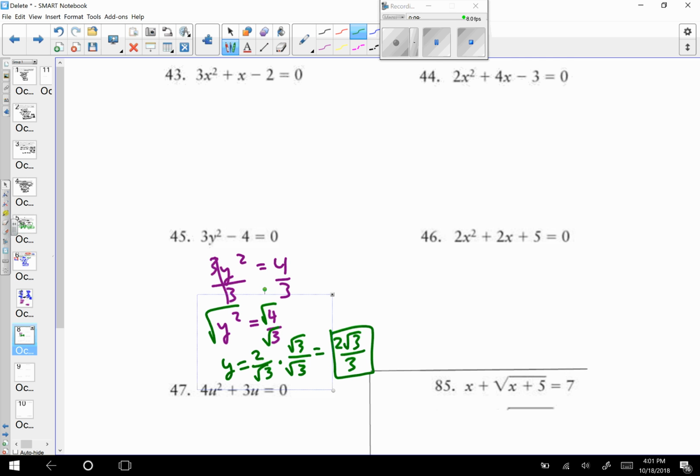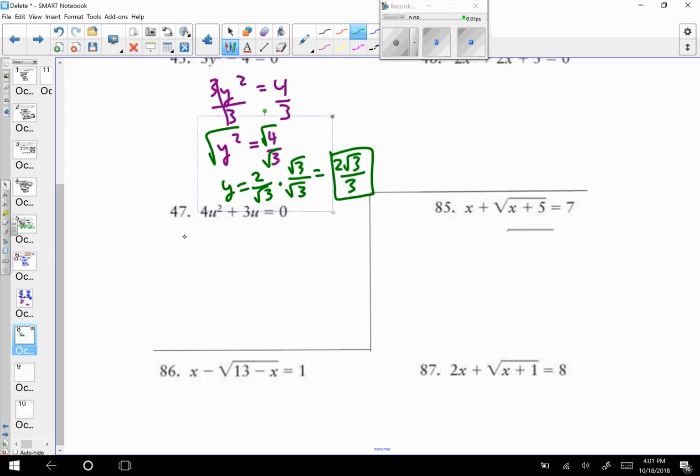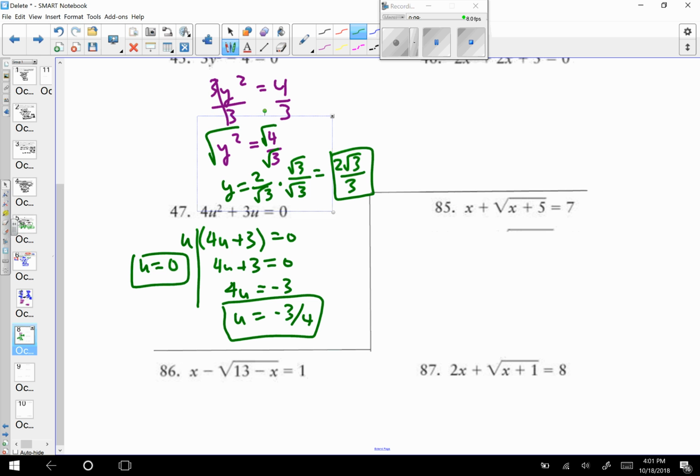Alrighty. Quadratic formula there. Right here, same concept. So the u gets factored out. So we have 4u plus 3 is equal to 0. So we get u is equal to 0, and we get 4u plus 3 is equal to 0. Subtract 3, so we get 4u is equal to -3. Divide both sides by 4, so you get u is equal to -3 over 4.